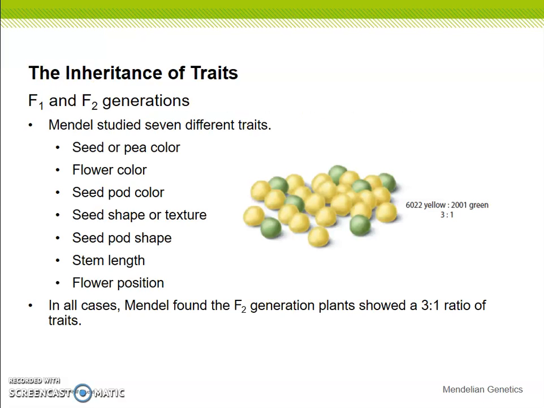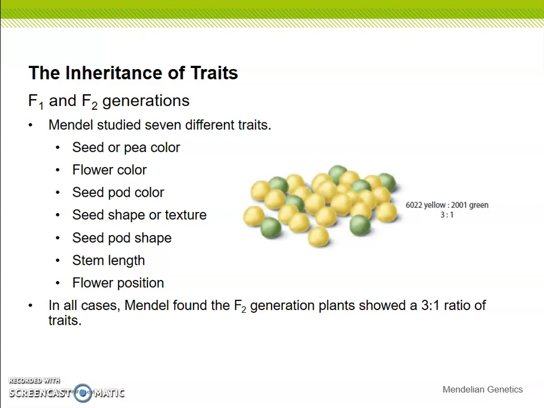Mendel studied 7 different traits of pea plants. He studied the seed or pea color, the flower color. The flower color could either be white or purple. The seed pod color could be either yellow or green. The seed shape or texture could either be round, a perfect sphere, or wrinkled, kind of bumpy and wrinkled in texture. Seed pod shape could be inflated or bumpy, I think were the terms that he used.